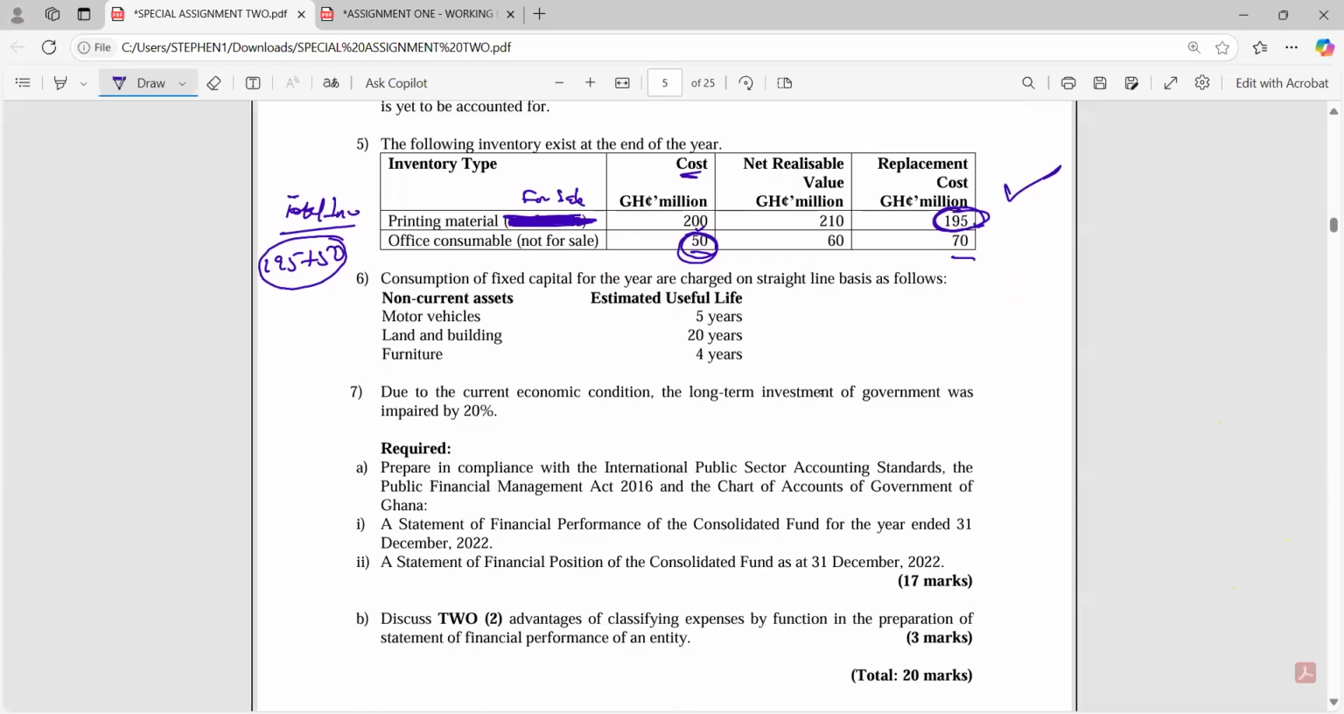Consumption of fixed capital. So consumption of fixed capital, you have to prepare the PPE schedule. But like I said, that should be the last thing you do, always. The PPE schedule should be the last thing you do. Okay, we go to the 7.